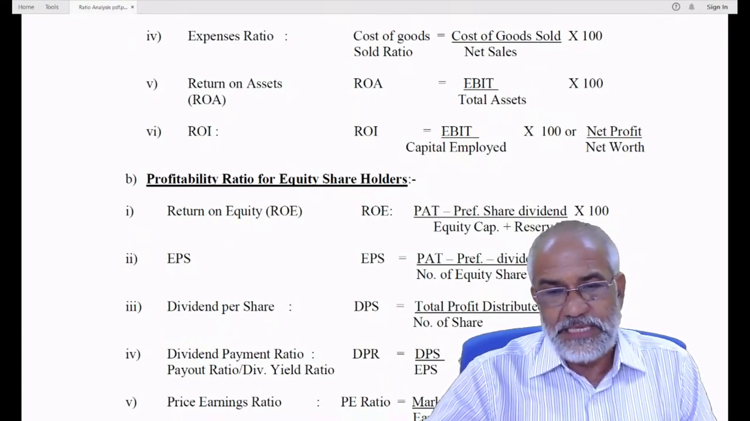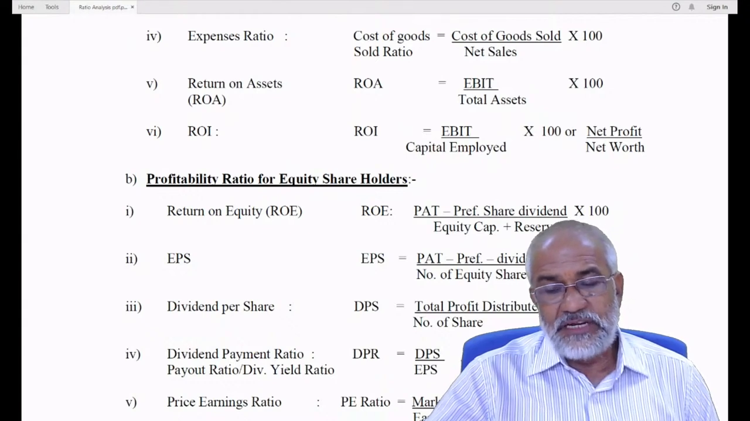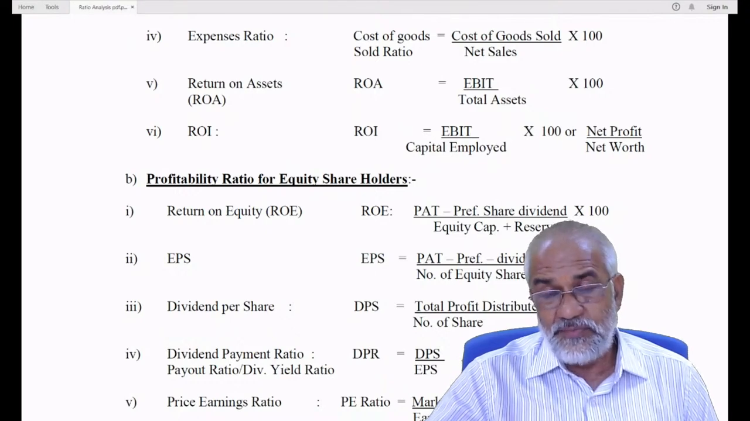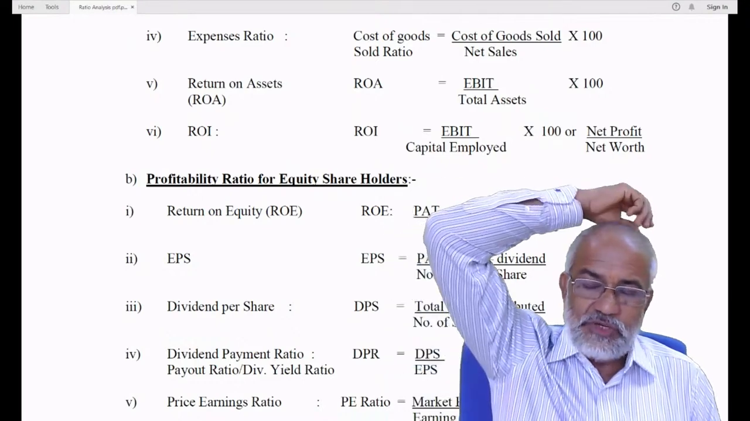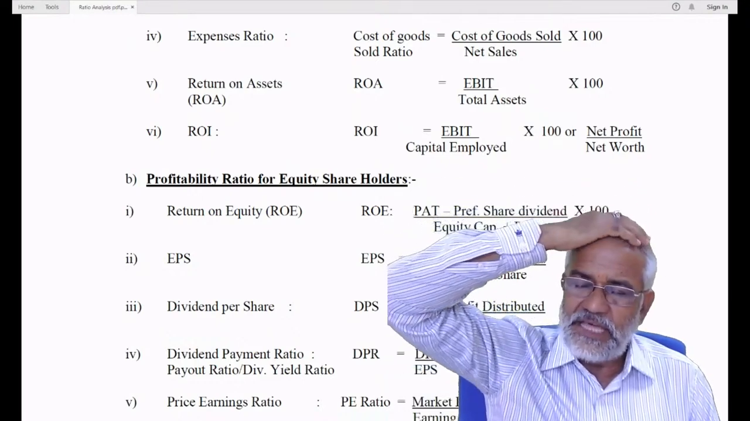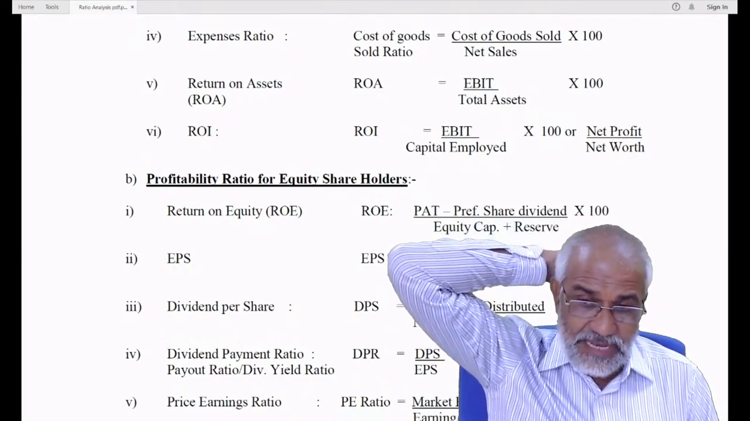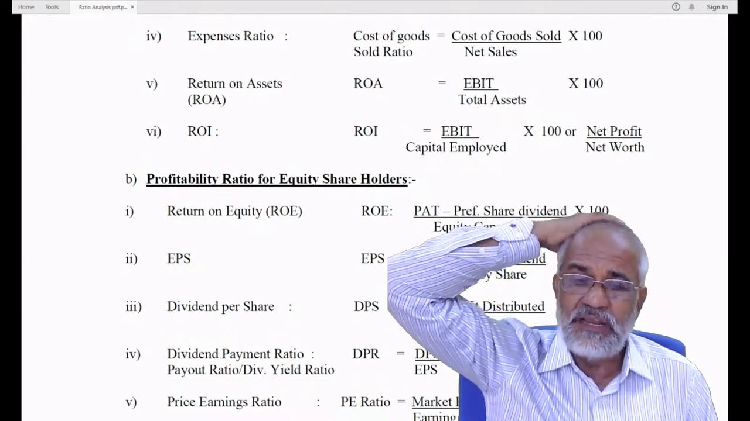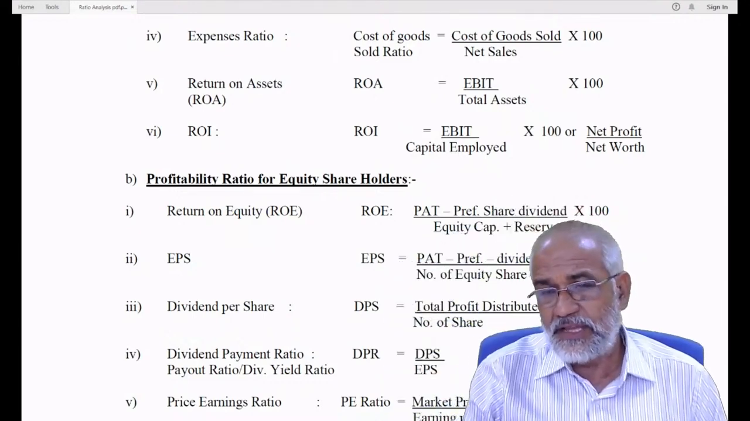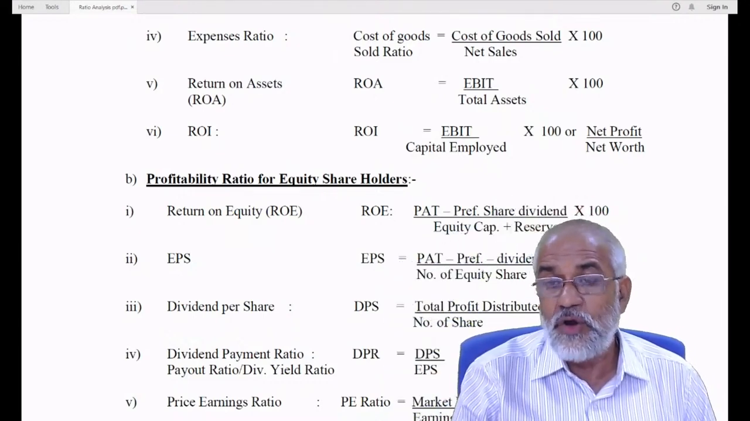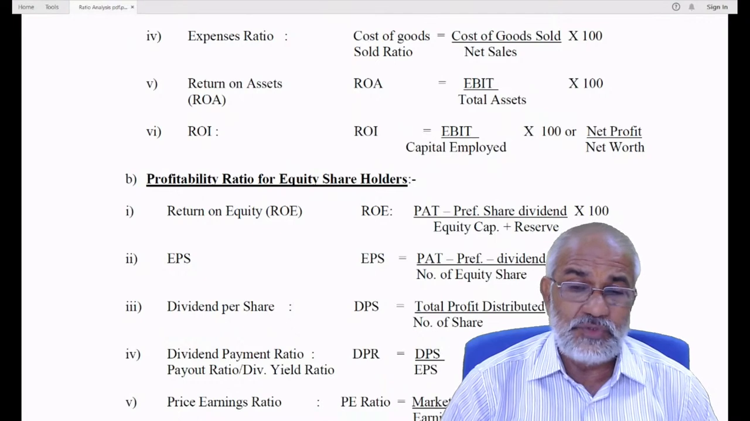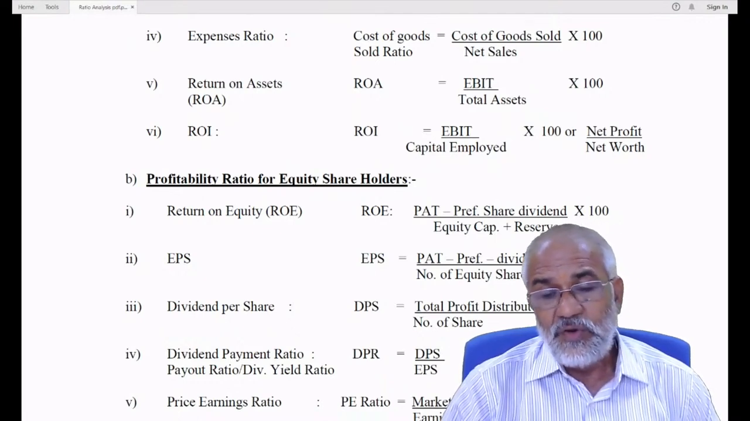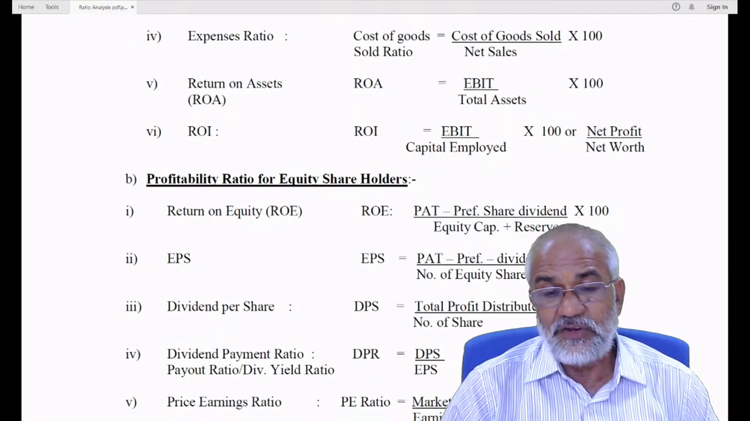Then dividend per share, DPS. Dividend per share is calculated by dividing the total distributed profit, or the total divisible profit, by the number of shares. When the profit is earned, the management has to decide how much profit is available for distribution and how much is to be kept in the organization as retained earning, which is otherwise called the plowing back of profit. So the total distributable profit divided by the number of shares would be the dividend per share.